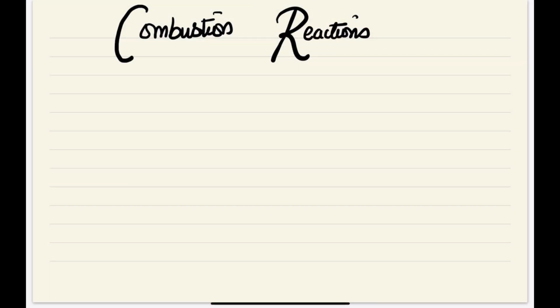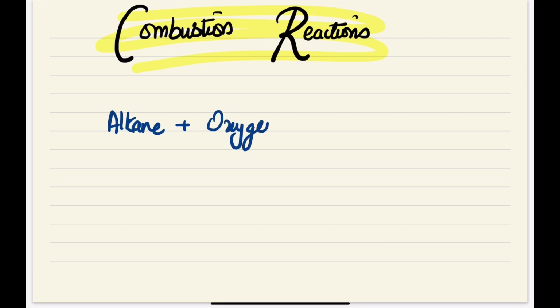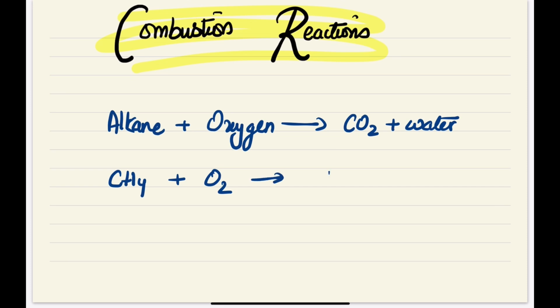So the next reaction you need to know in alkanes is the combustion reaction, which is quite simply the burning of alkanes. So what happens is you can have any alkane plus oxygen. And whenever you have a complete combustion reaction, you would end up with carbon dioxide and water. So suppose I have CH4, it burns in oxygen and it gives me CO2 plus H2O.